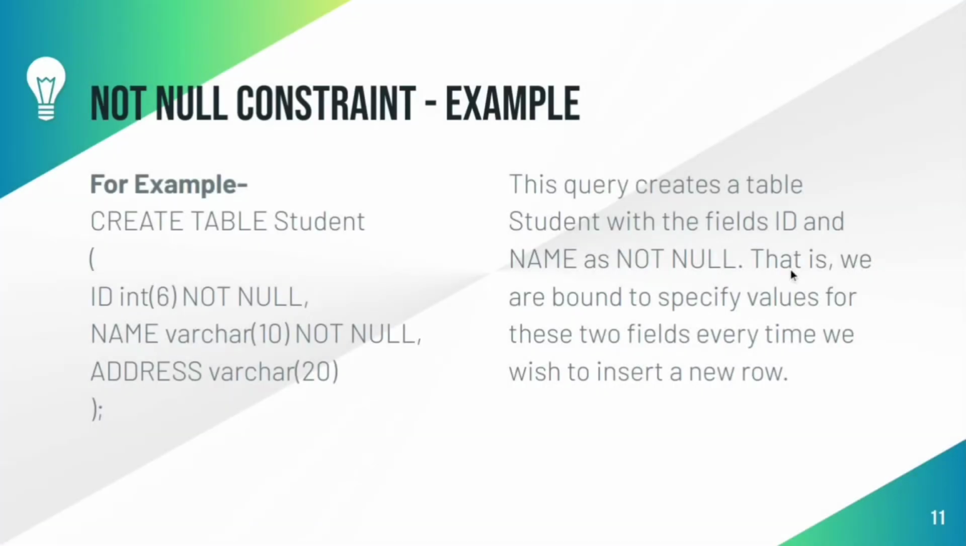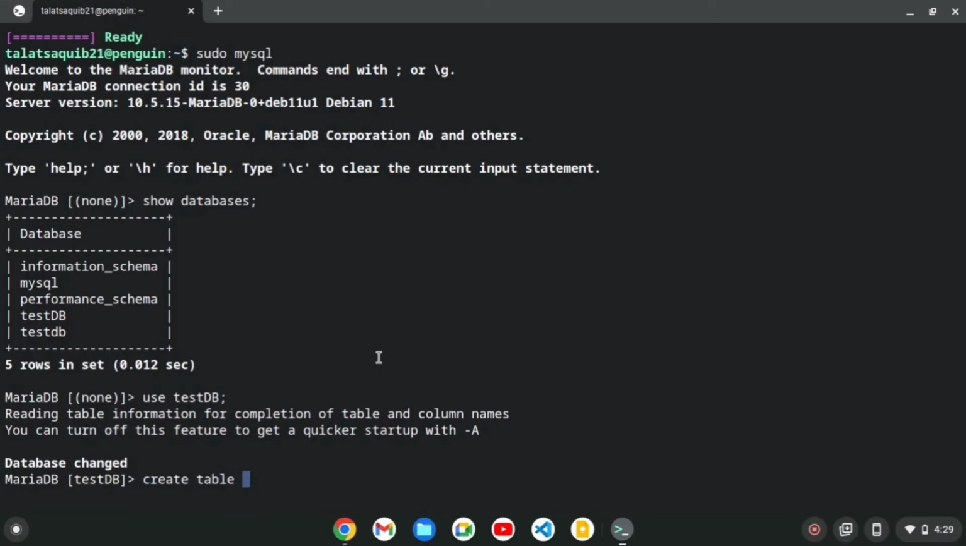For example, create table student, which is the table name. And id int is the data type, 6 is the size, and not null is the constraint. And second, name varchar, size is 10, and the constraint is not null, and address varchar 20, like this. So we are bound to specify values for these two fields every time we insert a value in a row. Let's check it in the terminal.